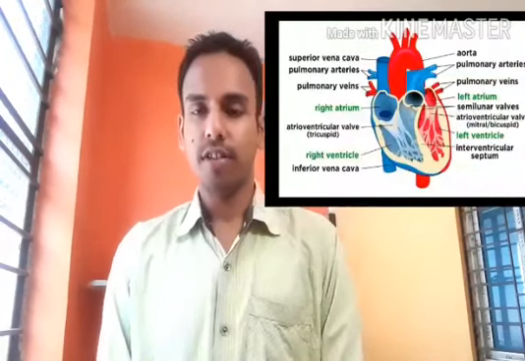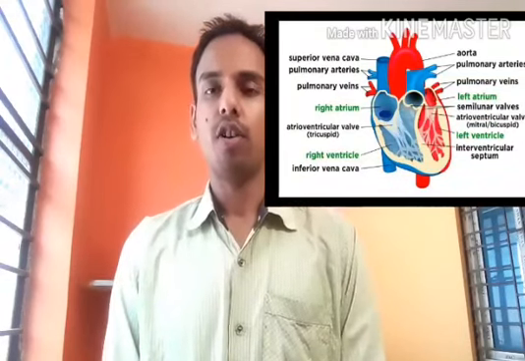In the human heart, there are four chambers: two auricles, which are the upper part of the heart, and two ventricles, which are the lower part of the heart. The auricles are named the right auricle and left auricle, and the ventricles are named the right ventricle and left ventricle. Between the auricles and ventricles, there is a membrane that separates them.